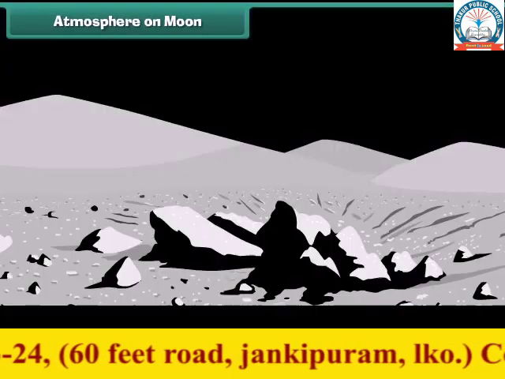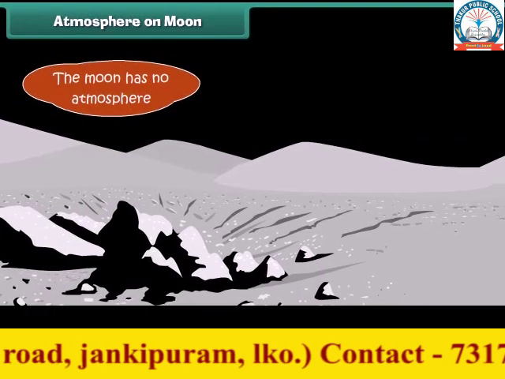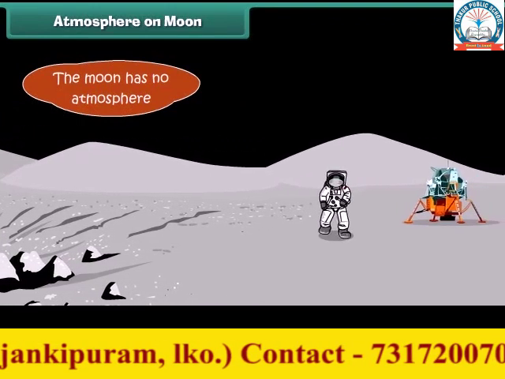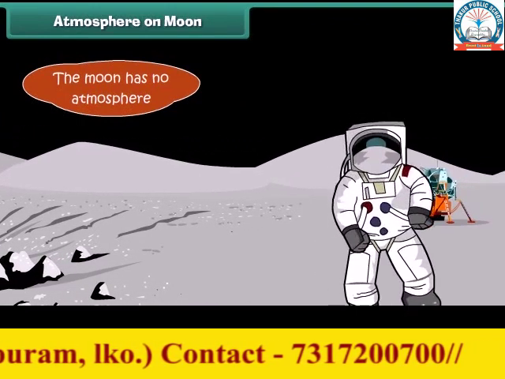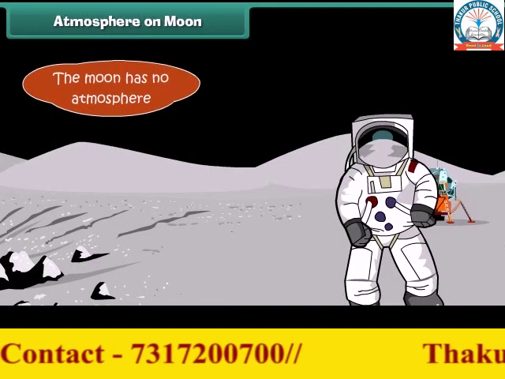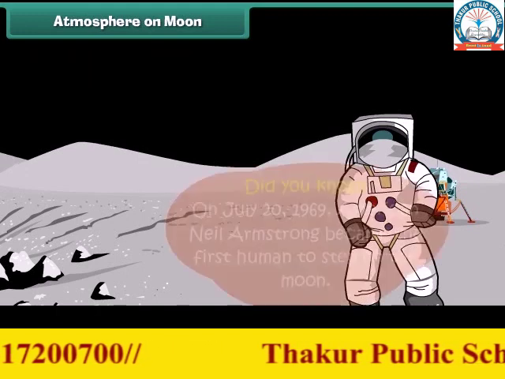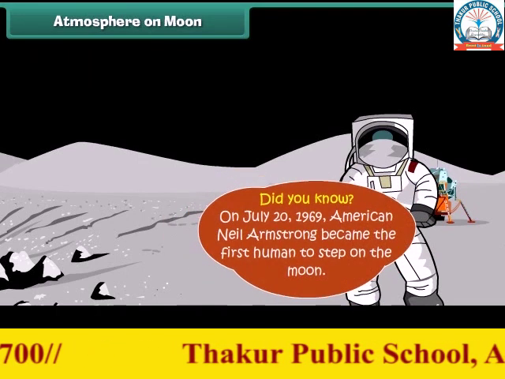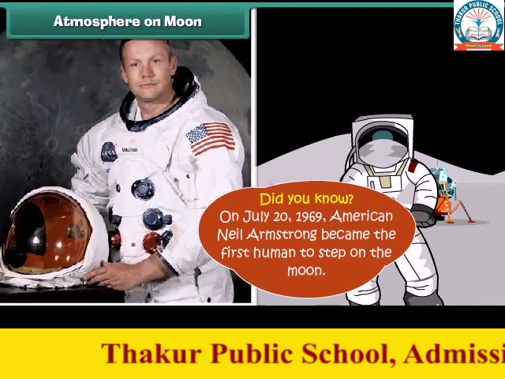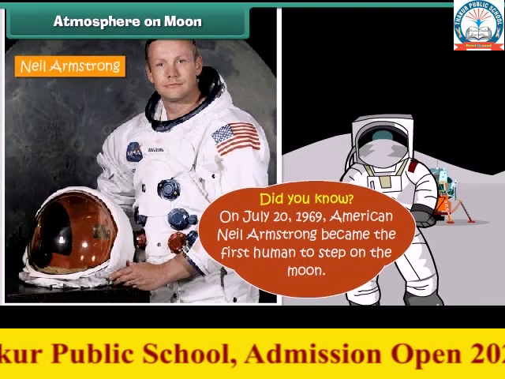Unlike Earth, the Moon has no atmosphere, due to which the sky always appears dark even on the bright side. Also, there can be no sound transmission on the Moon since sound waves travel through air and the Moon has no air. Did you know? On July 20, 1969, American Neil Armstrong became the first human to step on the Moon.